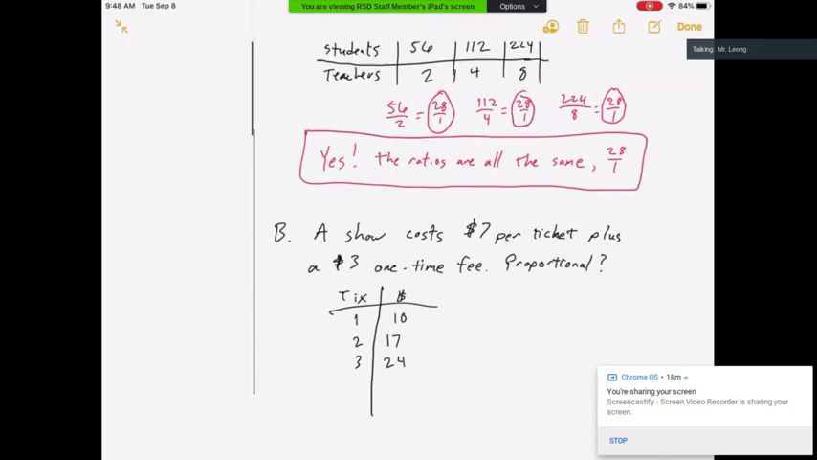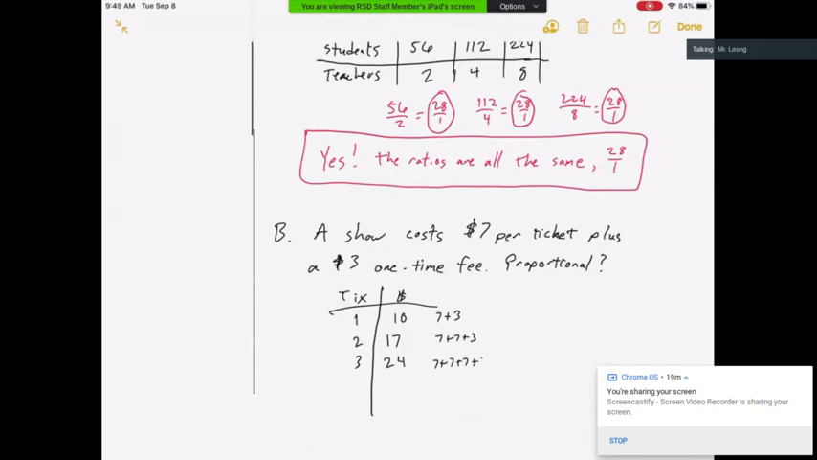Okay, so the question is, is this proportional? Okay. I had a question about how to get 17. So let me go over that again really quick. Okay. So $7 per ticket, right? So one ticket costs $7. So I'll break it down. So this one is $7 plus the $3 fee. This one is 2 tickets. So 7 plus 7 plus that fee you only pay one time though. You don't pay for it for each ticket. And this one would be 7 plus 7 plus 7, 3 tickets plus the one-time fee. Is that clear?